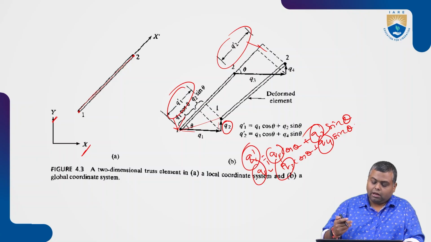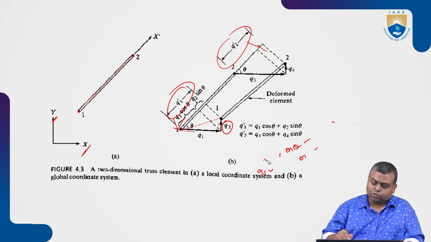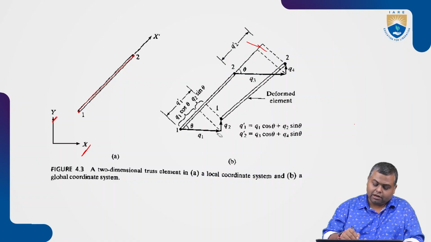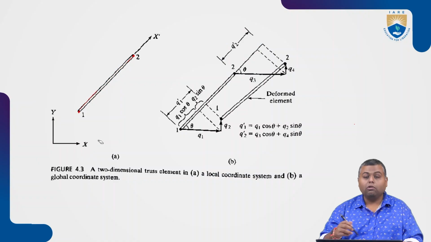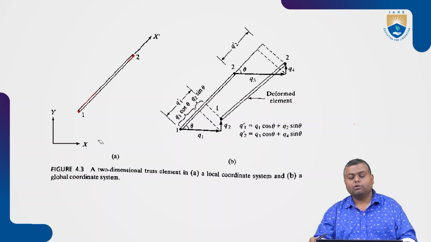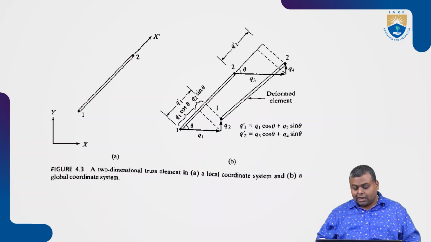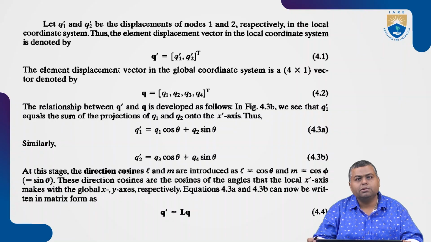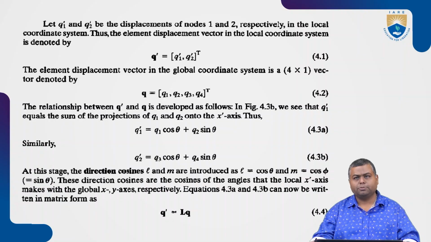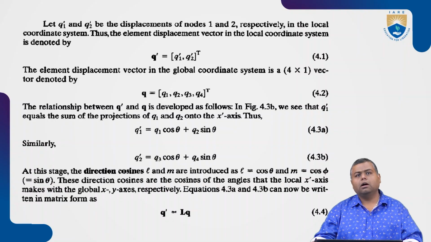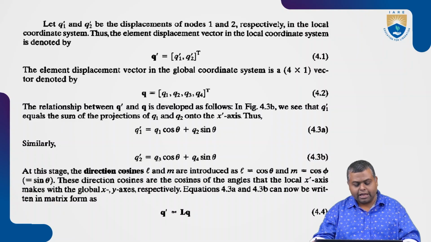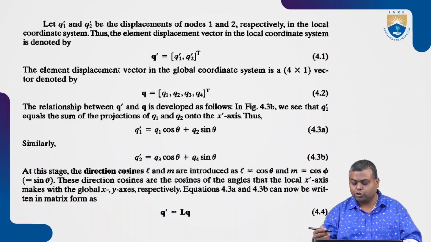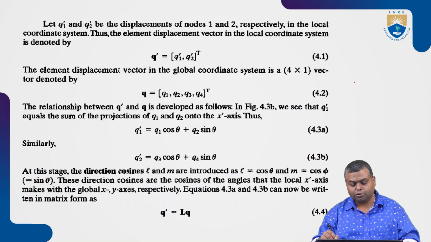So that is what I am saying, that for each node there will be 2 degrees of freedom: Q1, Q2 at node 1 and Q3, Q4 at node 2. Now we will see the matrix formation. Let Q1 dash and Q2 dash be the displacements of node 1 and node 2 respectively in the local coordinate system. Thereby we can write Q dash is equal to Q1 dash and Q2 dash.